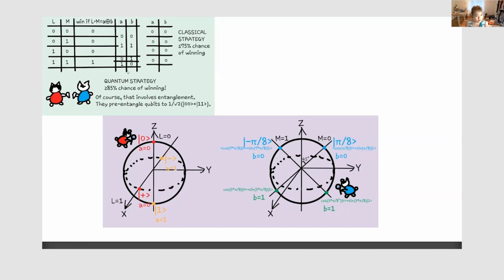So if Alice measures a 1, then it is this case here, and Bob needs to get a 0 out. And then it is along this axis. So Bob would get this state, and this is when he will report B equals 0.